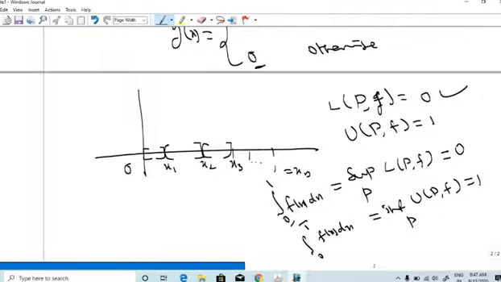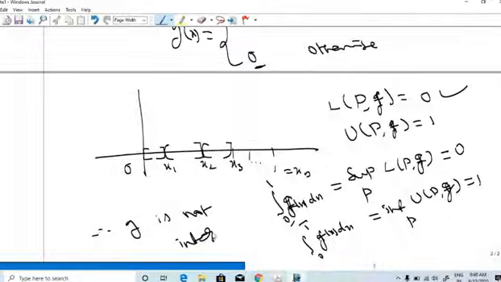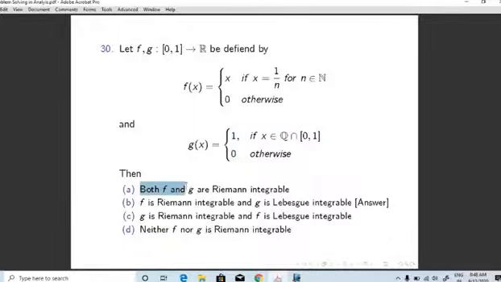So here is the given function g. Therefore, g is not Riemann integrable. Now look at the options. The first one says both are Riemann integrable. That is not true, because g is not Riemann integrable. Look at the last one. They say both are not Riemann integrable, but we know that f is Riemann integrable because it is discontinuous at only countably many points.